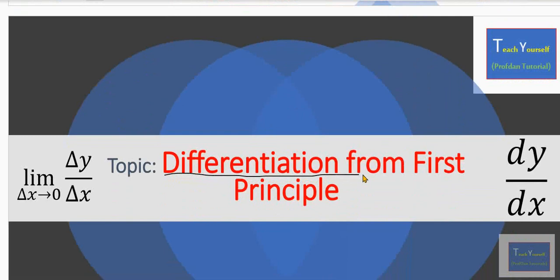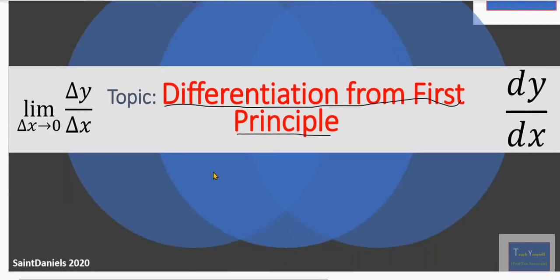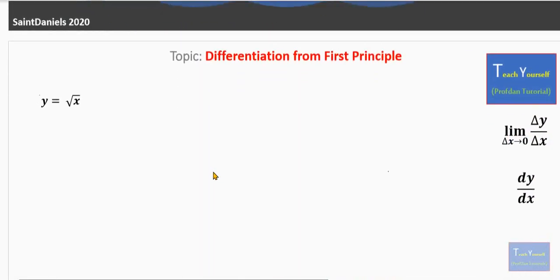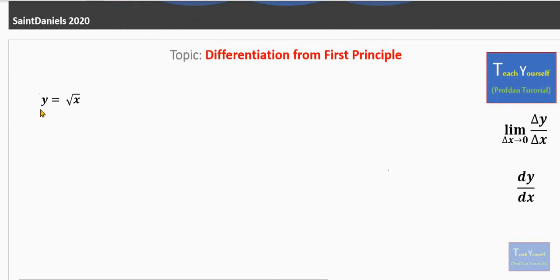Our topic today is differentiation from first principle. I'm going to use an example to explain the concept of first principle as it relates to differentiation. Okay, let's look at this example. Given that y equals root of x, we want to differentiate y with respect to x.